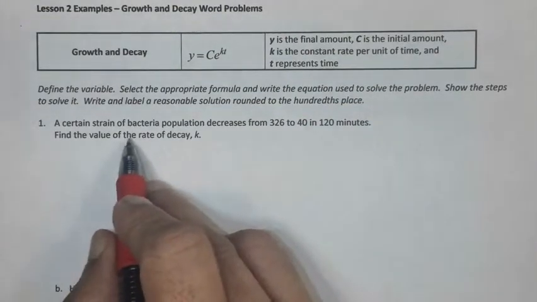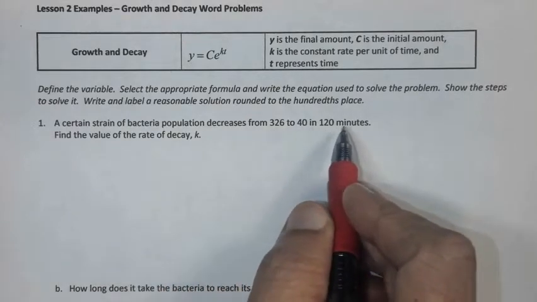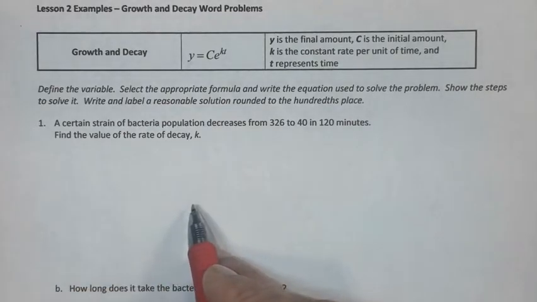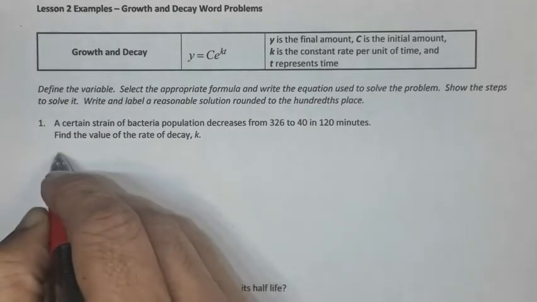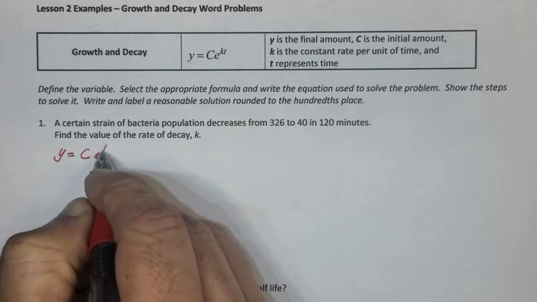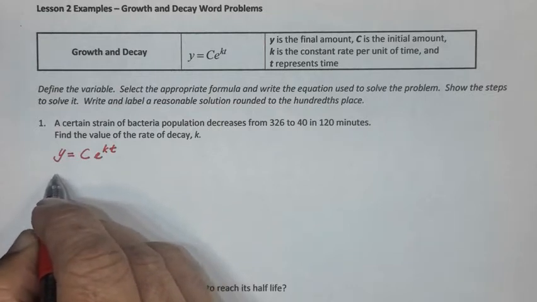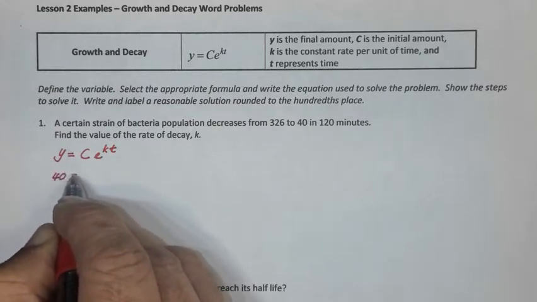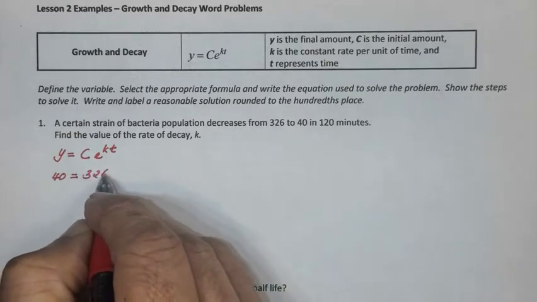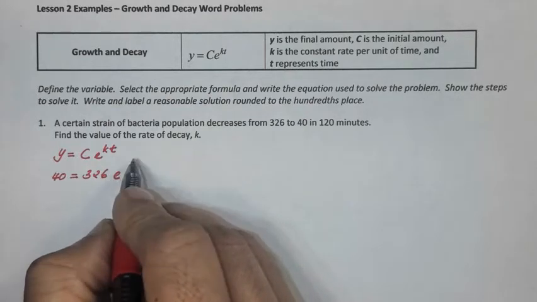Here's an example. A certain strain of bacteria population decreases from 326 to 40 in 120 minutes. That means 2 hours. Find the value of the rate of the decay, k. First, we know y is equal to c e to the power of kt. So y is equal to 40 and c is equal to 326 times e to the power of kt.